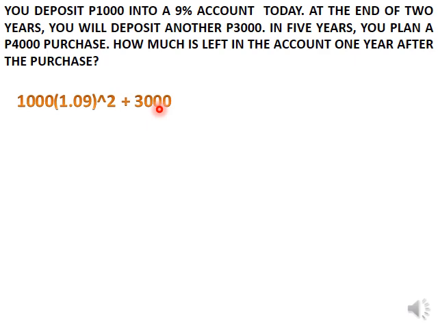In 5 years, it means that 2 years after depositing 3,000, this entire quantity will earn 9% for the next 3 years. At the end of 2 years, we deposited another 3,000, so in order to go to the fifth year, we need to add 3 years more. So we multiply it by 1.09 raised to the power of 3.